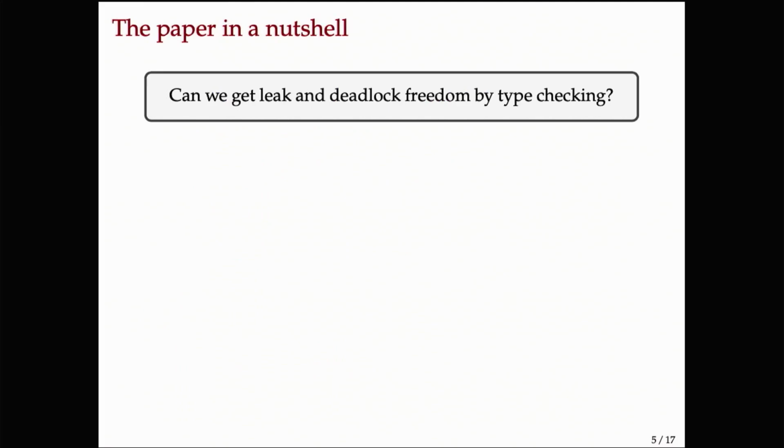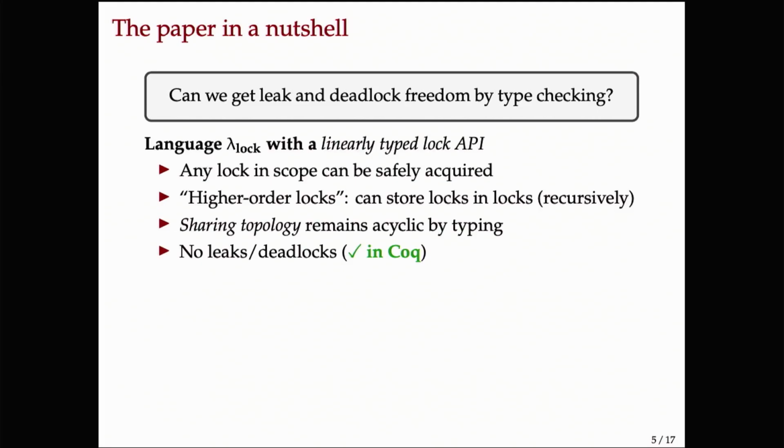So the question we are trying to answer with this paper is, can we get leak and deadlock freedom by type checking? In the paper we present a language, LambdaLock, which is a lambda calculus with a linearly typed lock API, in which any lock that you have in scope can be safely acquired without creating deadlocks. Furthermore, it supports higher order locks, so we can store locks in locks even recursively, because we have recursive types. And still there are no memory leaks.